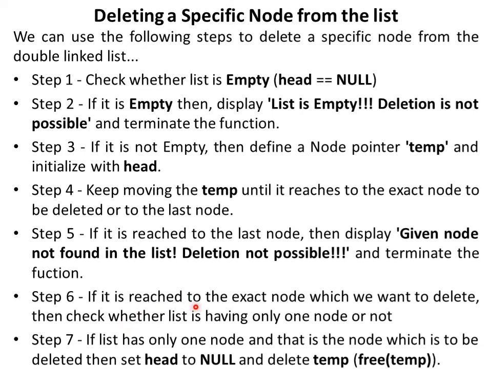function. If it reaches the exact node which we want to delete, then check whether the list has only one node or not. If it has only one node and that is the node to be deleted, then set head to null and delete temp and free temp. This is once again a dynamic function. This function is used to delete dynamic memory which was allocated. Which memory is allocated here? Here we have used malloc to allocate memory.